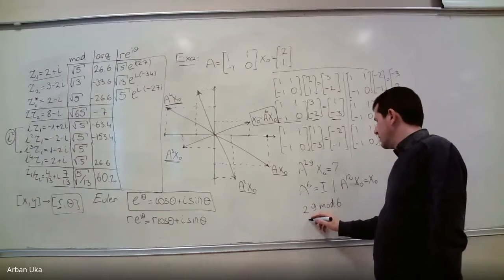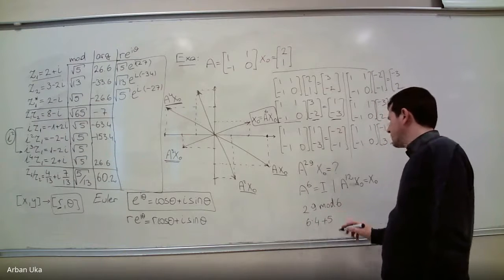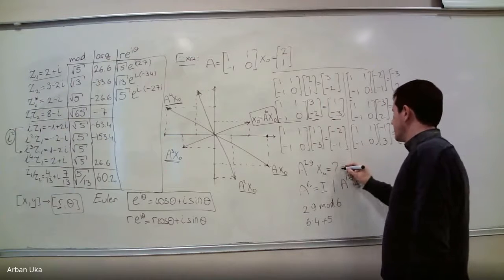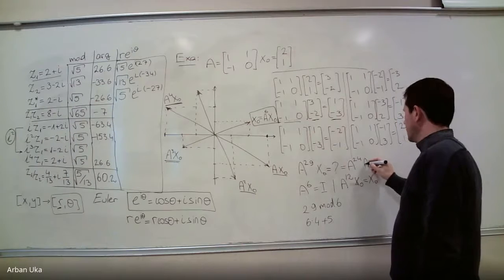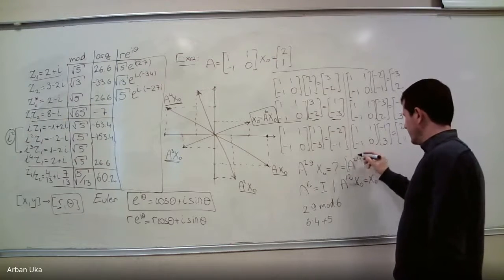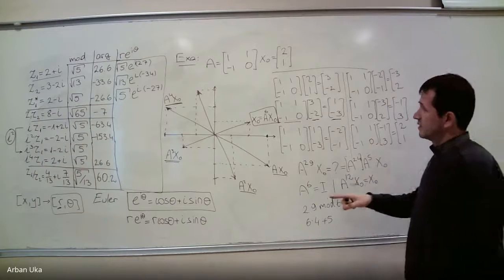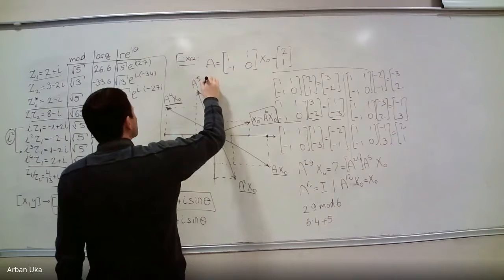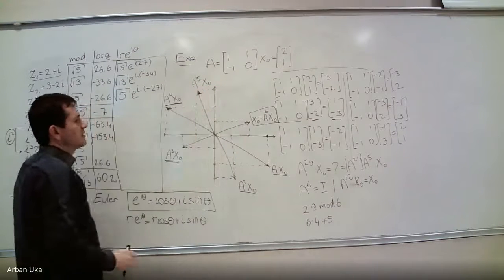This 29 is equal to 6 times 4 plus 5, which means that a to the power 29 times x0 is equal to a to the power 24 times a to the power 5 times x0. This one is the identity matrix, so this is a5 times x0. a5 times x0 is right here. So you're right, actually, it's in the second quadrant. I didn't see this one. So this would be the answer.